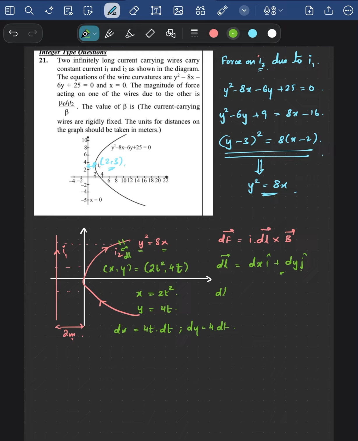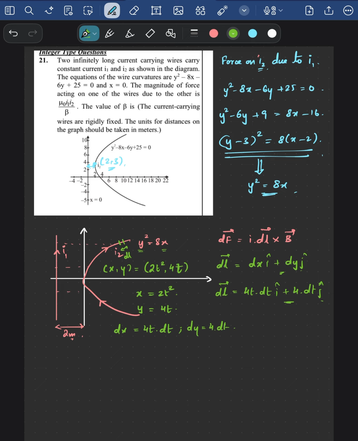So dl bar will be equal to 4t dt i cap and dy is equal to 4 dt j cap. Right, so this will be your dl bar. This will be dl bar in terms of one variable itself, and that is t. And what will be b bar value?